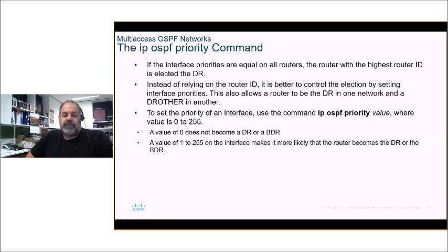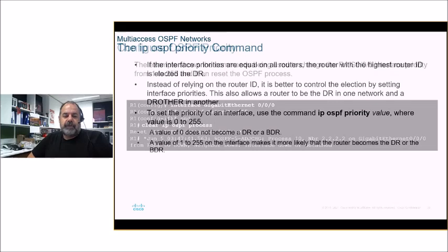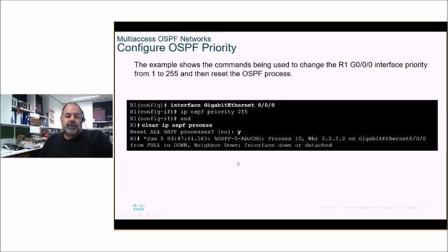So how do we set it? It's ip ospf priority, and a number. And so again, 0 through to 255. So in this instance, we're setting the priority to be 255, so R1 will end up being DR. Now, clear ip ospf process is the way you can do that.